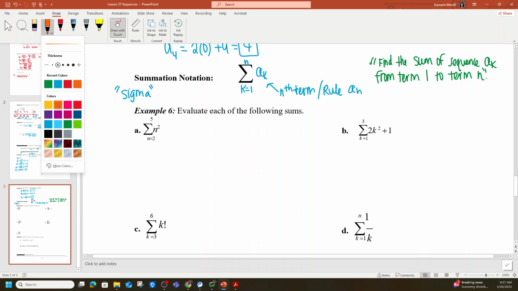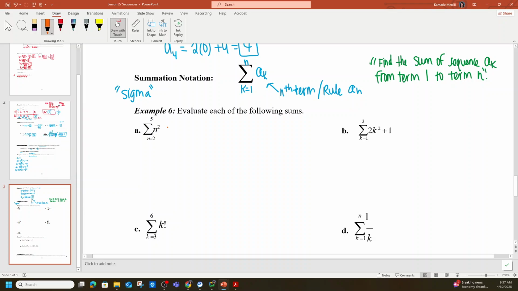All right. Would you guys evaluate A and tell me what we're asking you to do? Evaluate A. Just substitute what? Start at 2. Good. I want to go from term 2 to term 5. So I would plug in a 2, and then add that with plugging in a 3, and then I plug in a what? 4, and then I stop when I plug in a 5. That's what this is telling you to do. That's you writing out its sum.